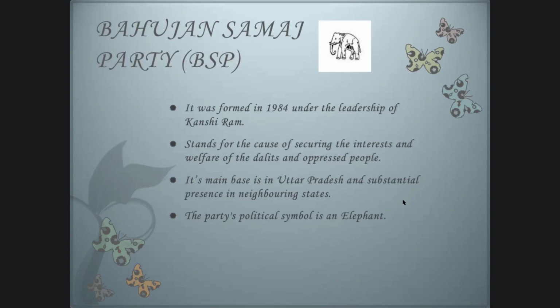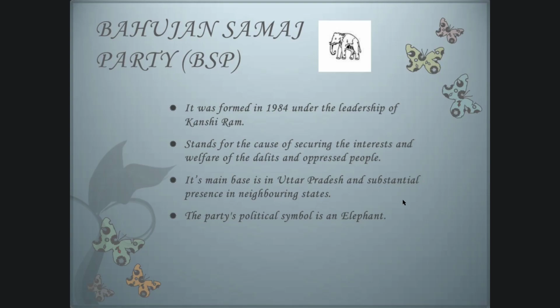Next is the Bahujan Samaj Party (BSP). It was formed in 1984 under the leadership of Kanshi Ram. It stands for securing the interest and welfare of the Dalits and oppressed people. This party is mainly known for the welfare of the Dalits and oppressed people. Its main base is in Uttar Pradesh, with substantial presence in neighboring states. The party's political symbol is an elephant.